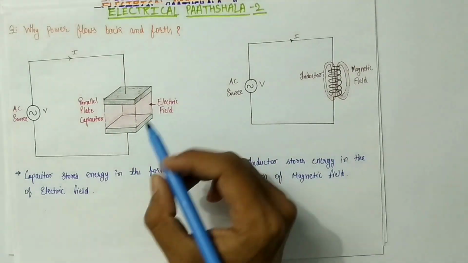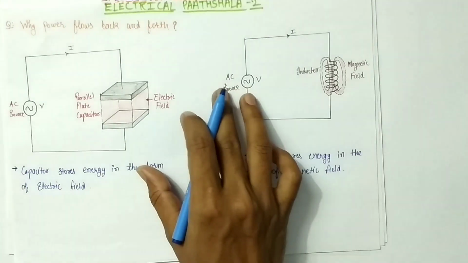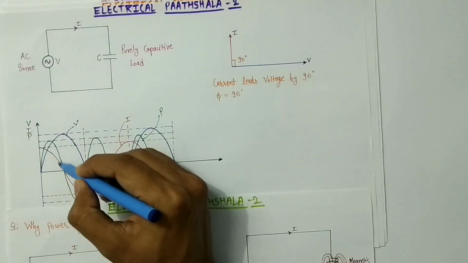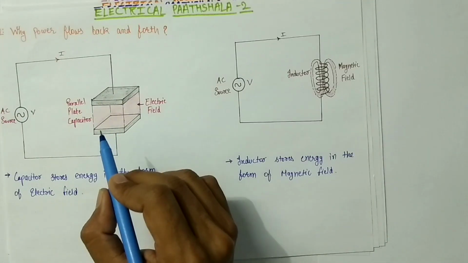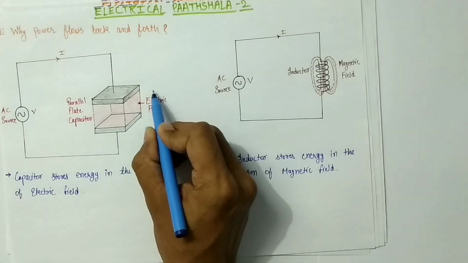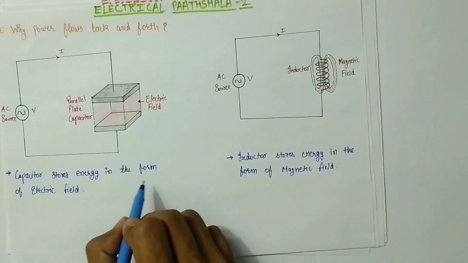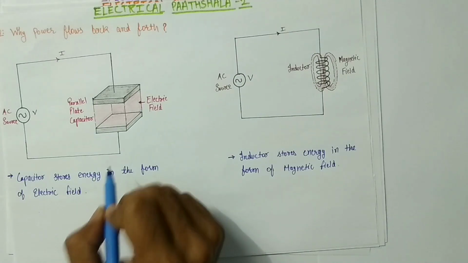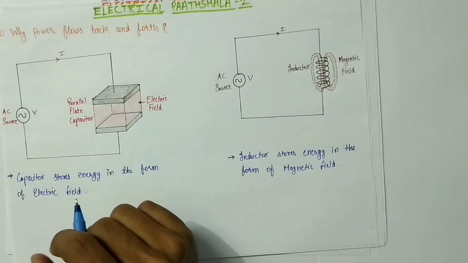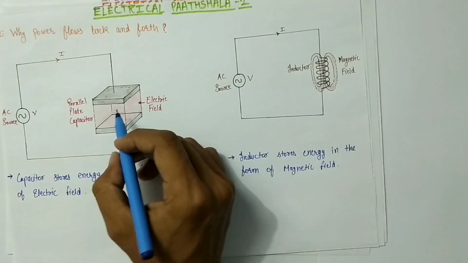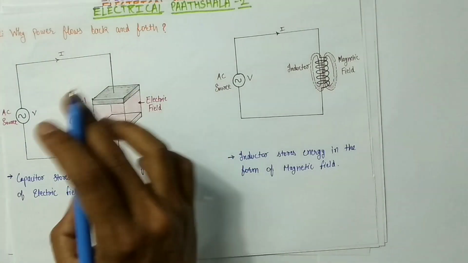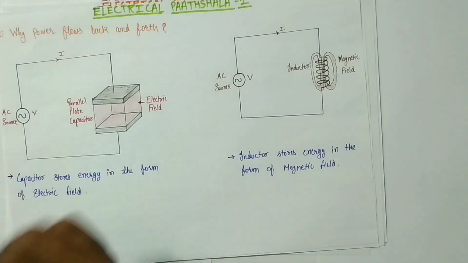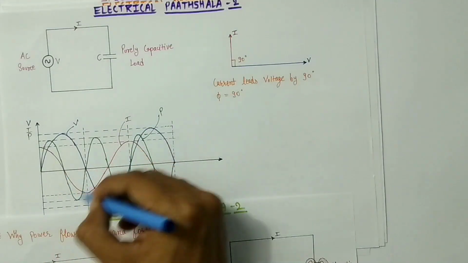So guys, first of all we will see the case of a capacitive load. What happens in the case of a capacitive load is that during the positive half cycle of the power, this capacitor will store the energy in the form of electric field, because you know that a capacitor stores energy in the form of electric field. Now during the negative half cycle, this electric field will collapse, and whatever energy is stored in this capacitor will be released, and the power will flow from the load to the source, and hence we get a negative power.